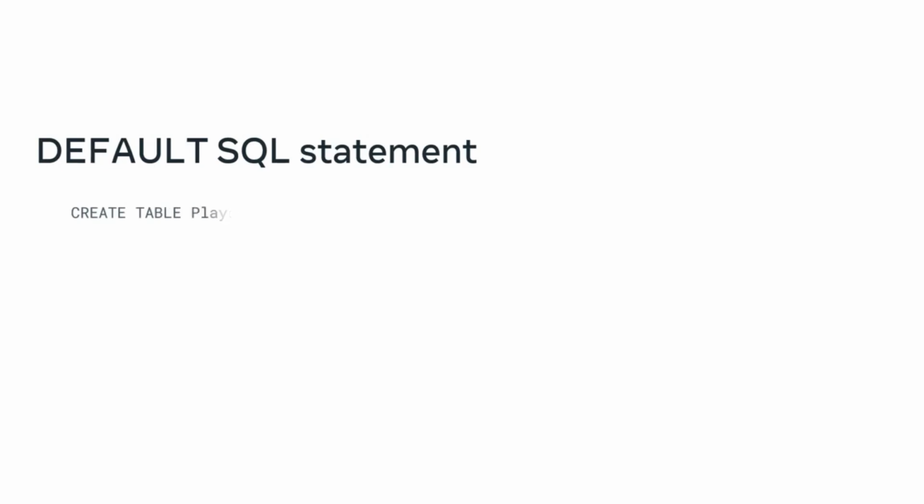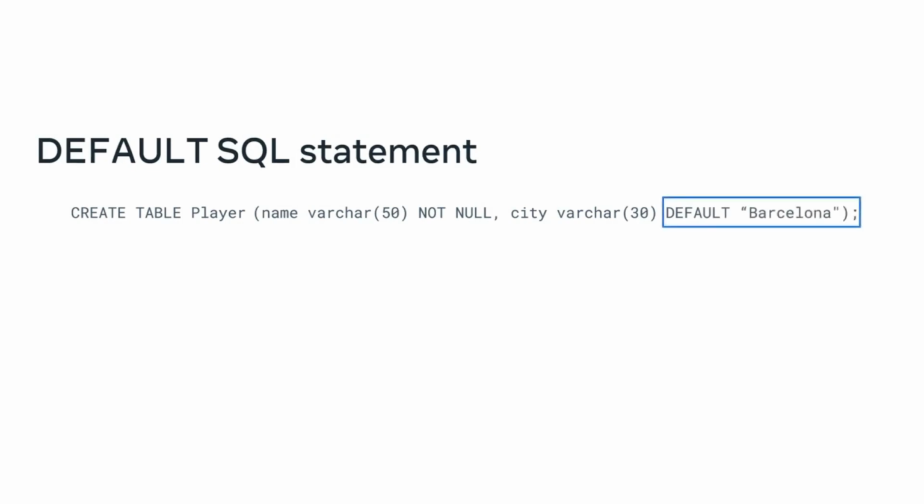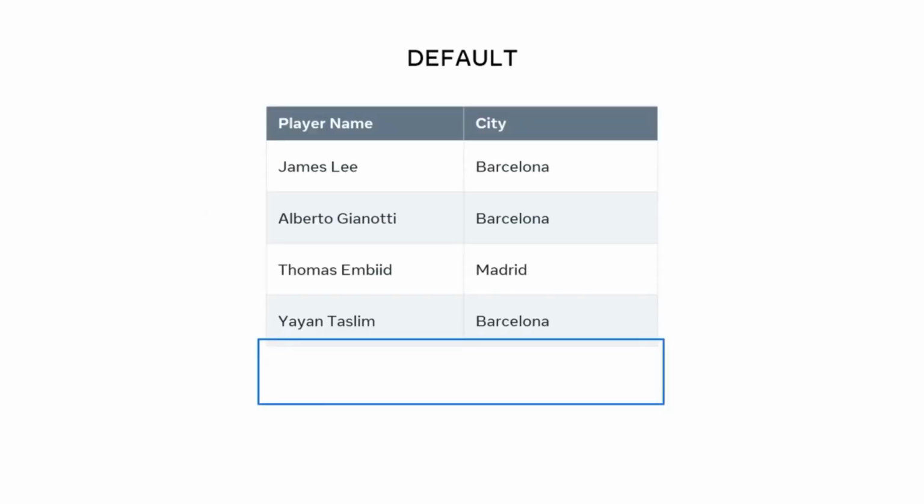First, I use the create table commands to create a table, and then call it player. Then within a pair of parentheses, I input the column names, assign a string data type for each, and assign a constraint of not null for the name column. Finally, I add the default keyword statement, followed by the default value Barcelona for the city column. Now when I add data into the table for a new player, I don't need to type in Barcelona for players who are from the city. Instead, it will be inserted automatically.